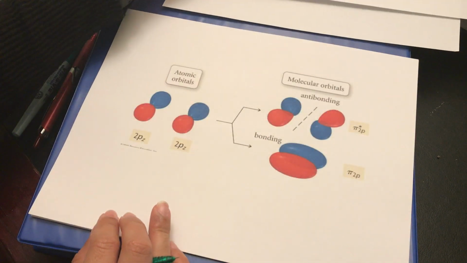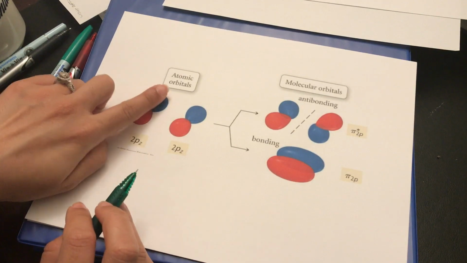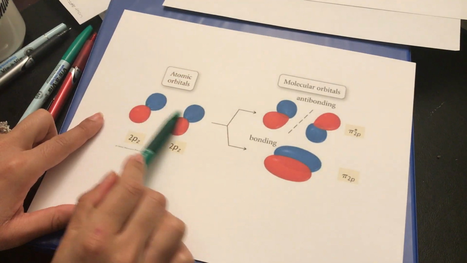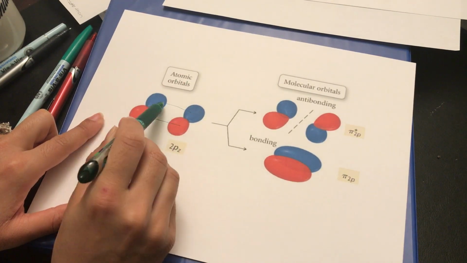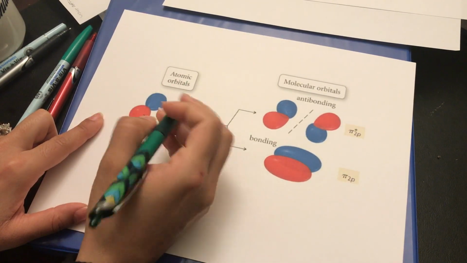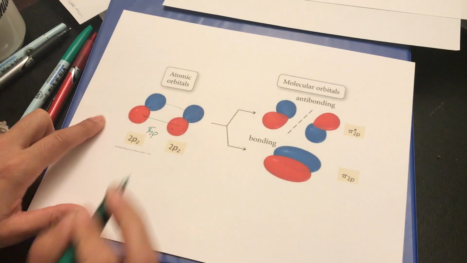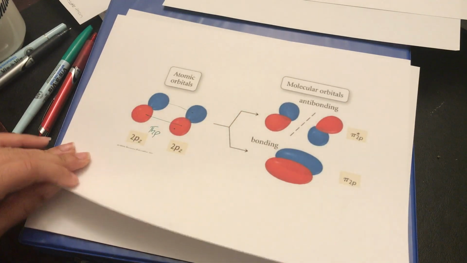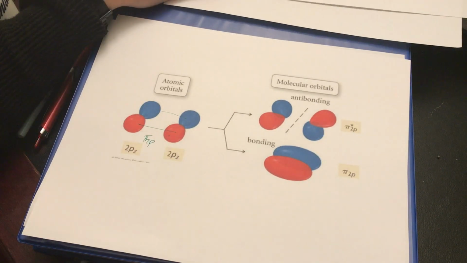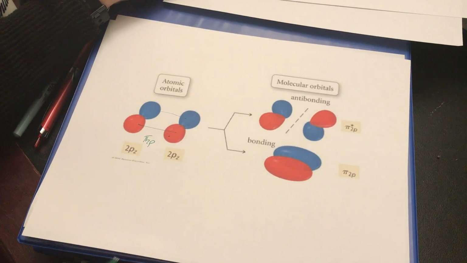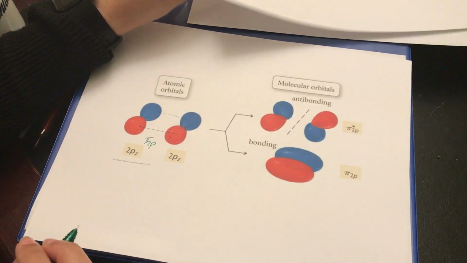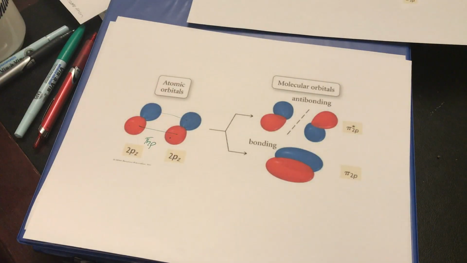Last one, pz. This is when you're going in and out of the plane, right? So like this. They also can combine twice. They have a side-by-side combination also forming pi 2p, where you have the pi 2p bonding and the pi 2p antibonding. So now that we've learned that, let's take a moment to construct an MO diagram, molecular orbital diagram, for oxygen.